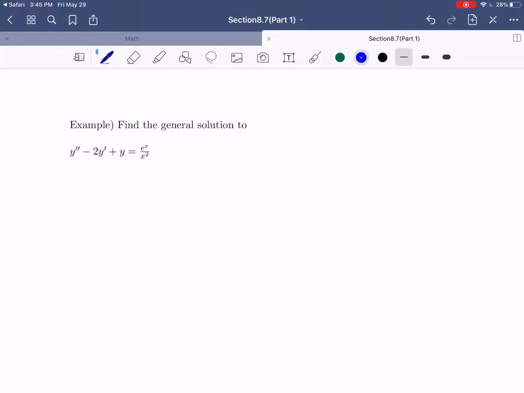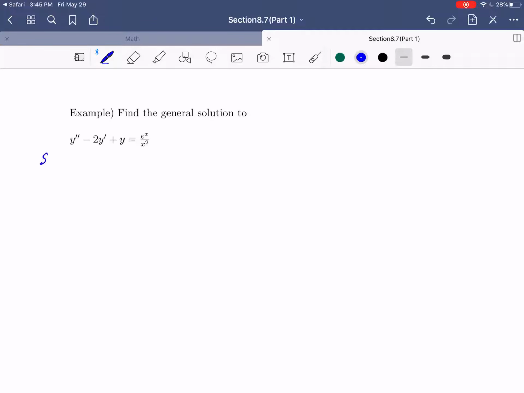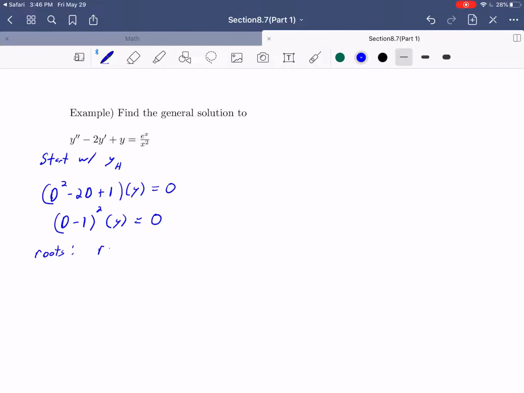Just like before, though, you've got to start with your homogeneous solutions. So we're going to start with the homogeneous solutions. We'll rewrite into operator notation, d squared minus 2d plus 1 of y is supposed to be 0. Little bit of factoring, looks like that's going to be d minus 1 squared of y equals 0, which looks like the roots here are going to be r equals 1 with multiplicity 2, which tells us that our homogeneous solutions are of the form c1 e to the x plus c2, and then since we have multiplicity 2, we'd have x e to the x.